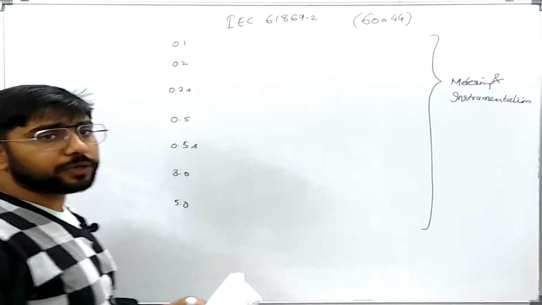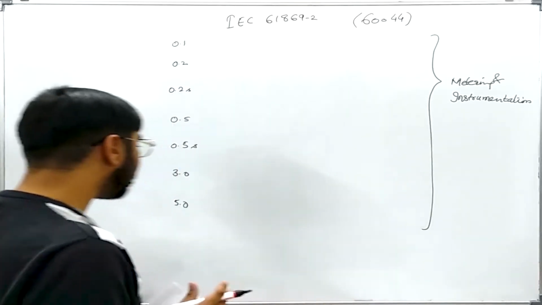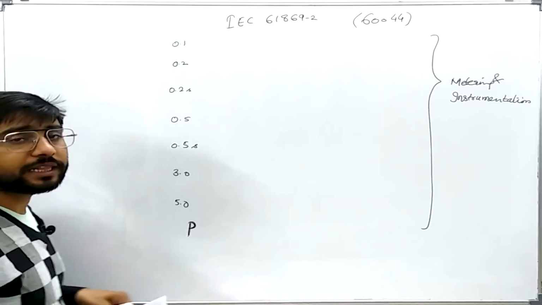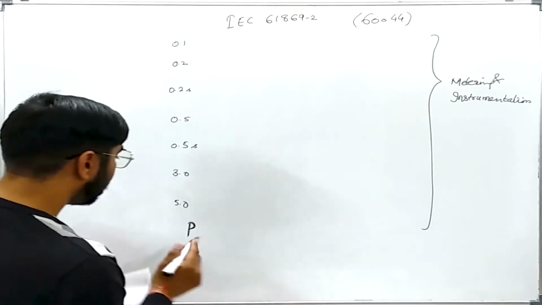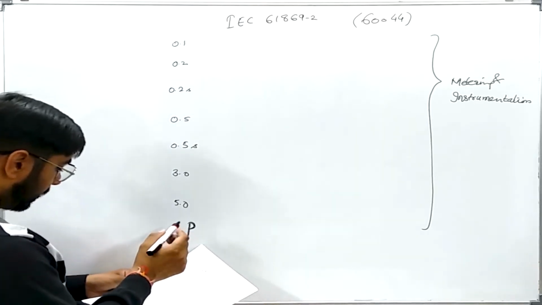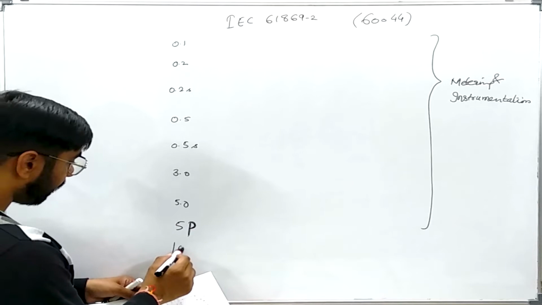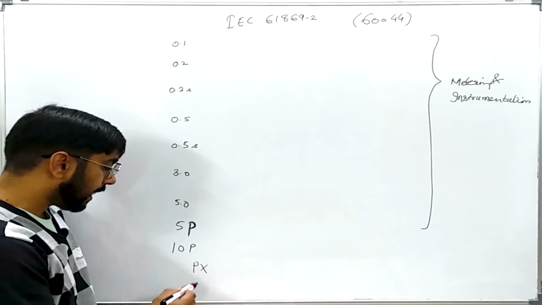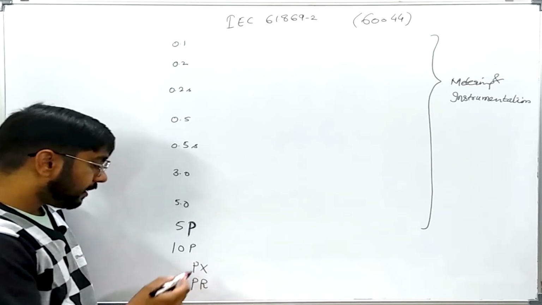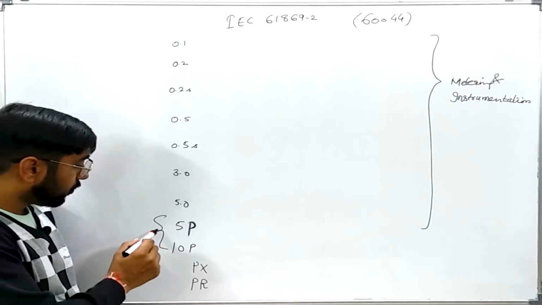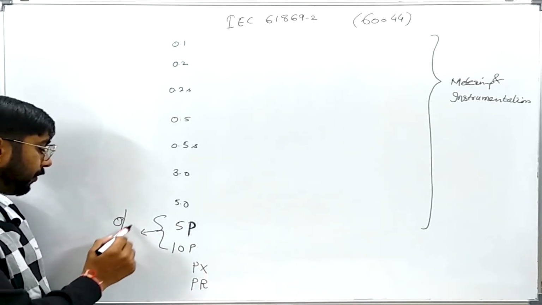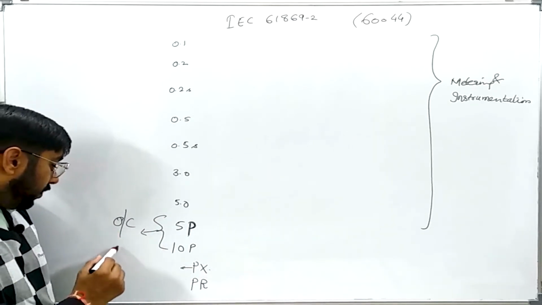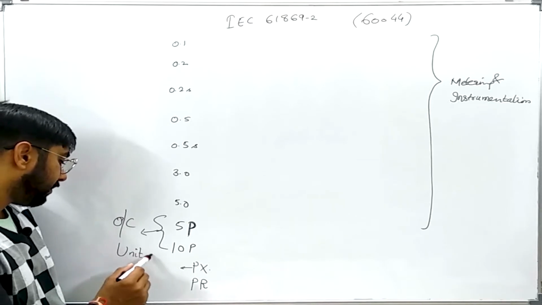The CTs which are used for protection purposes usually have a letter P in their classification. So we have classifications like 5P, 10P. Now there are various CTs which also have classification PX and PR. These CTs are usually used for overcurrent protection, and PX class are used for unit protection like differential protection.